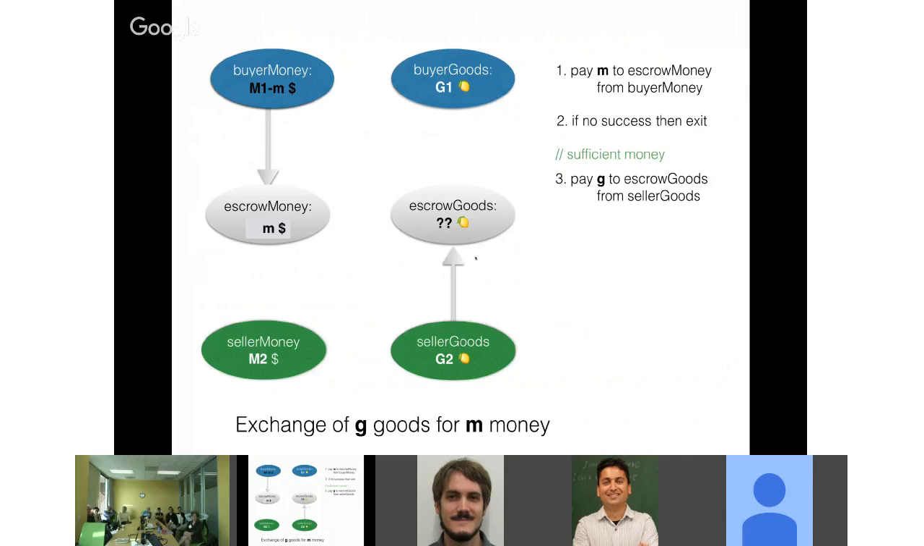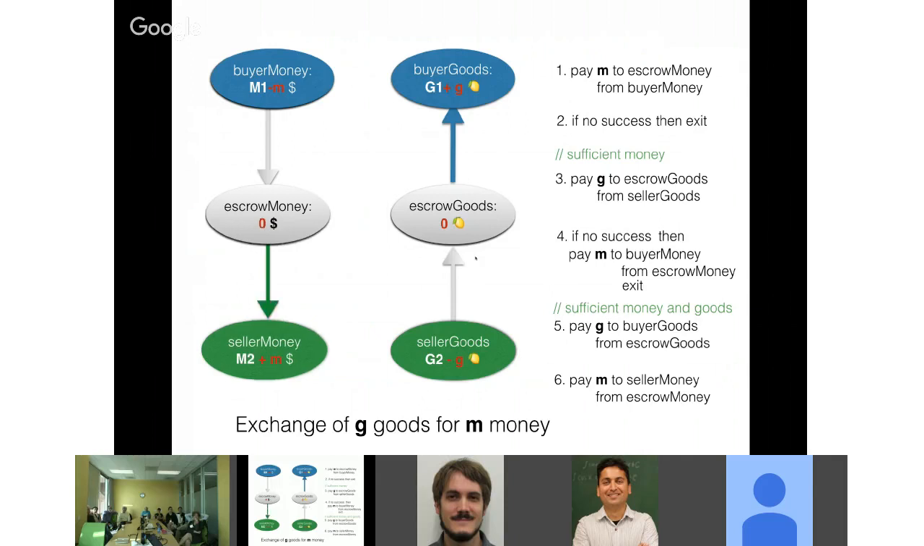We make an escrow purse for the goods, in this case lemons, and we try and put the goods into the escrow goods. And at this point, let's say the seller doesn't actually front up with the goods. If there's no success, then we can just move this money back and be done. Okay, that's the essence of the escrow. We've already got stuff from here. Try and get stuff from there, and if we can't get it, we can quit and we can undo this transaction, and then nobody's lost anything.